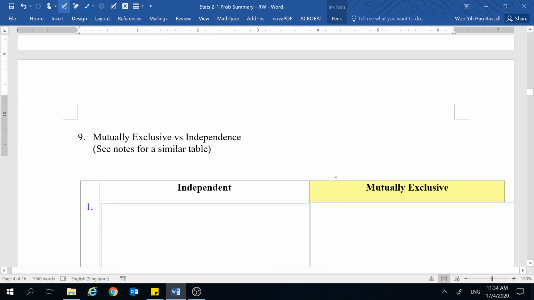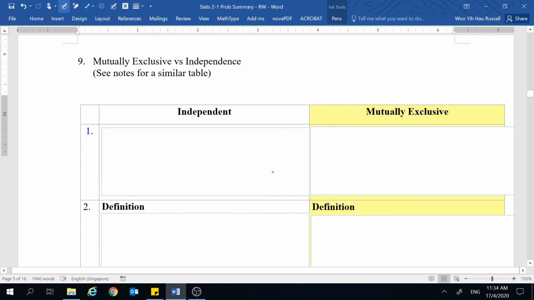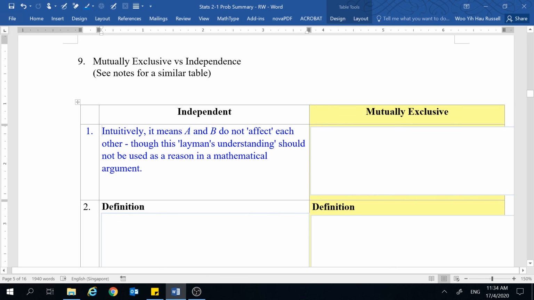Now, what is the difference between mutually exclusive and independence? This is given in the notes as well, so I just want to very quickly mention. Intuitively, two events are independent if they don't affect each other at all. So, McDonald's, you and me. What about mutually exclusive events? It just means that they cannot happen at the same time.